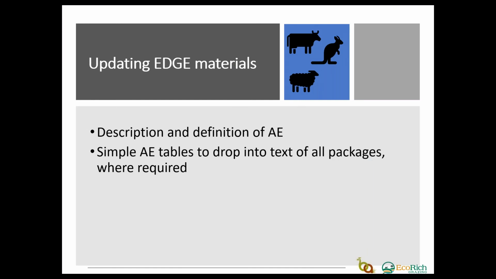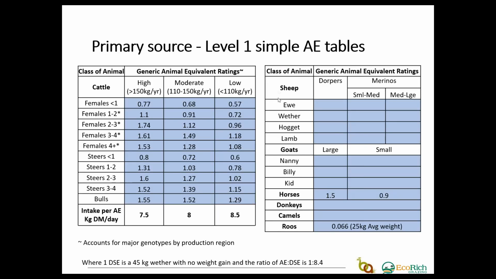So I'll hand over to Col now to talk about the updating of the edge materials. So yes, it has begun. With the edge materials, we're going to develop a sheet basically and a description and definition of the AE with those simple adult equivalent tables to drop into the text of all the packages. And that's going to happen over the next few months. This is the same table that Ian showed you before. That will be the table in the main text for cattle.